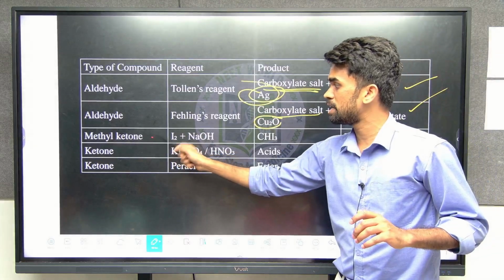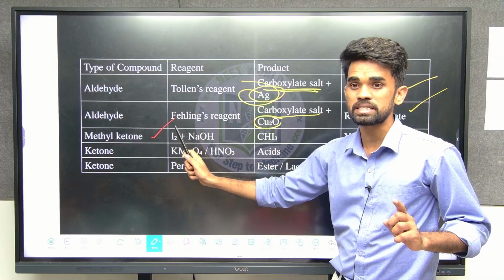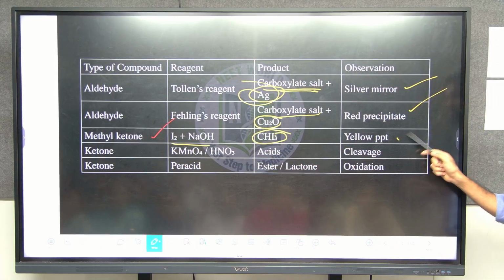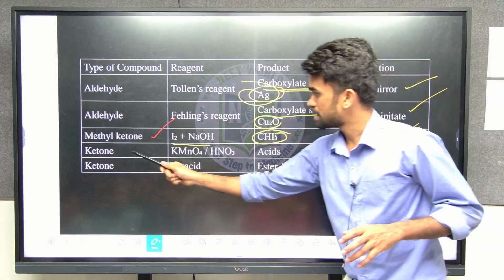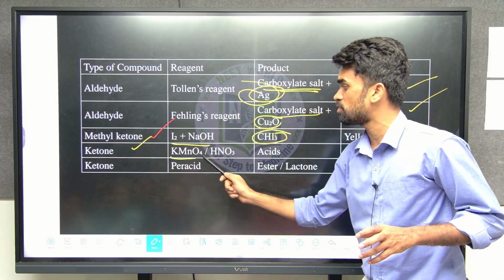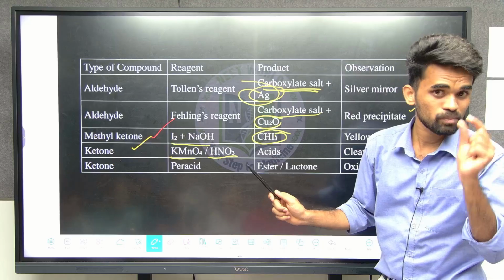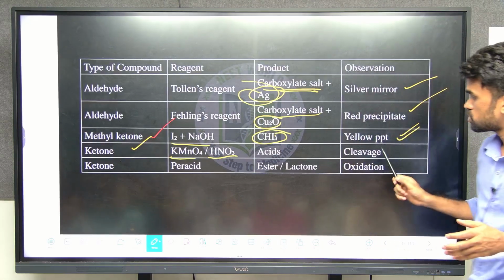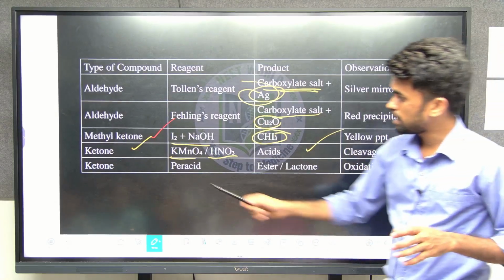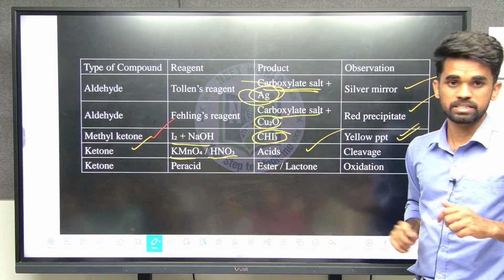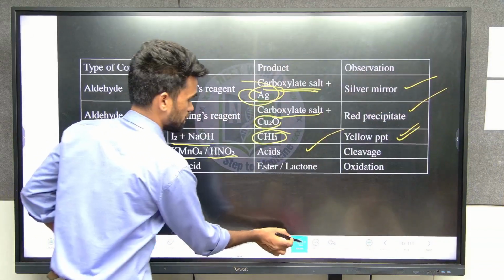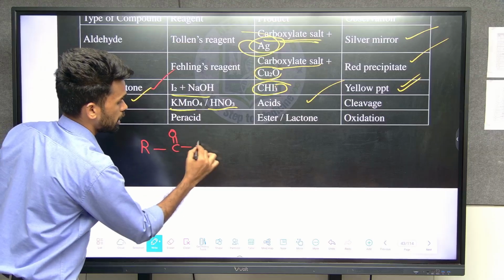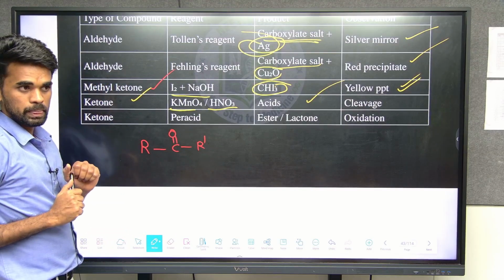So methyl group containing carbonyl compounds show what test? Iodoform test. They will form iodoform, which is a yellow precipitate. Next, ketones upon treating with KMnO4 or HNO3, what is that rule? Popoff's rule we discussed, no? So it gives you acids. Next one, ketones with peracids convert into esters. Okay, what is this one? Ketones convert into esters means R, CO, R dash. Is this a ketone or not?